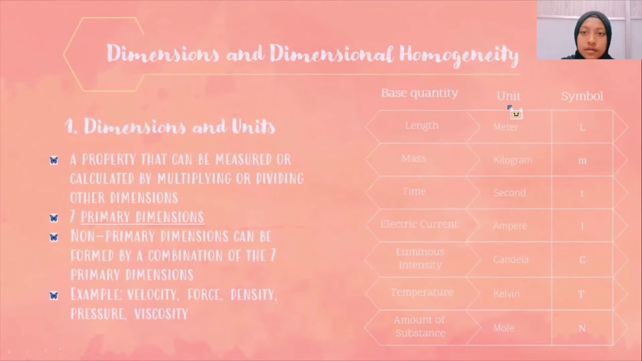The unit for length is meter, the unit for mass is kilogram, the unit for time is second, the unit for electric current is ampere, the unit for luminous intensity is candela, the unit for temperature is Kelvin, and the unit for amount of substance is mole. These 7 are the primary dimensions. Non-primary dimensions can be formed by a combination of the 7 primary dimensions. Some examples are velocity, force, density, pressure, and viscosity.